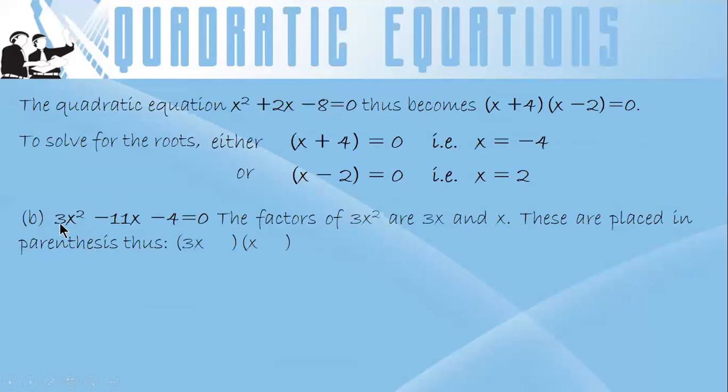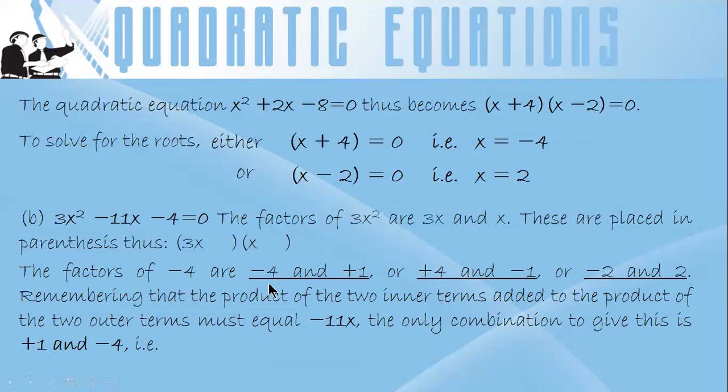Okay, so for this one, 3x squared is simple, 3x and x. And then for the 4, so negative 4, the possibilities are negative 4 and positive 1, positive 4 and negative 1, negative 2 and 2. And then the target is for the middle term, the first degree term, to be negative 11. Compare them. So try negative 4 plus 1? Positive 4 and negative 1? Or negative 2 and positive 2? Try until you get negative 11 as the first degree term.